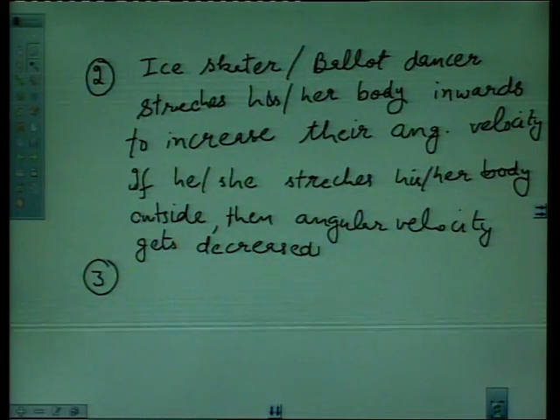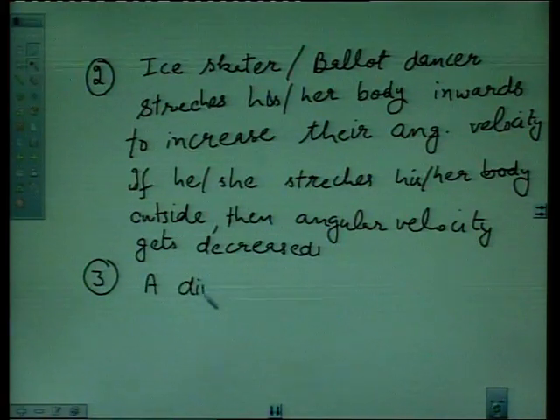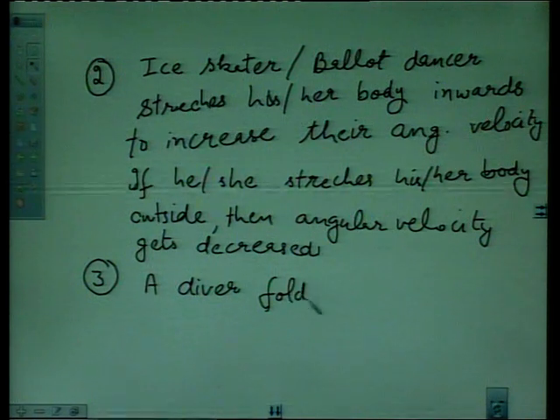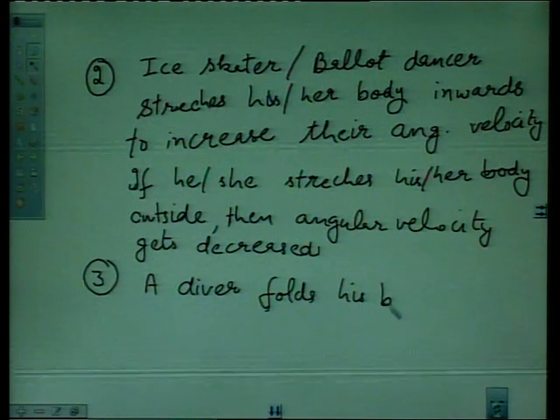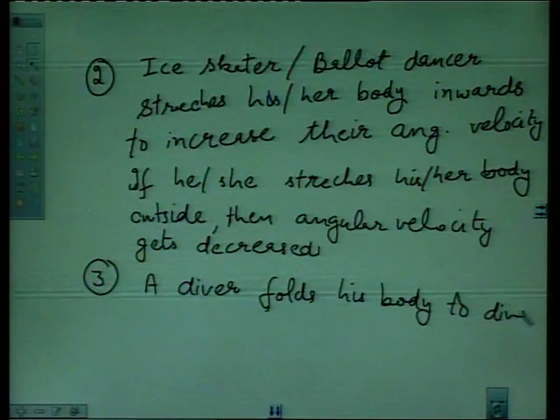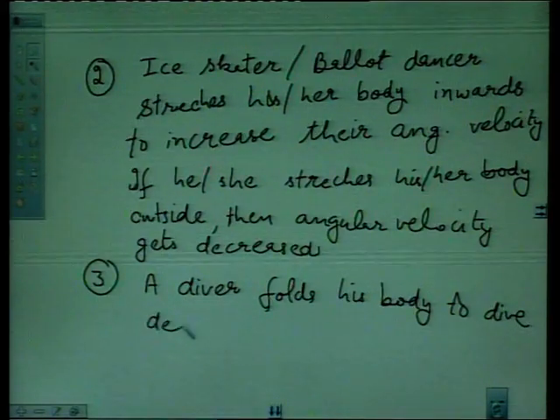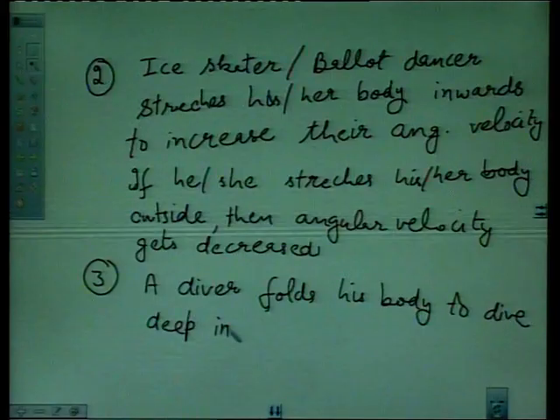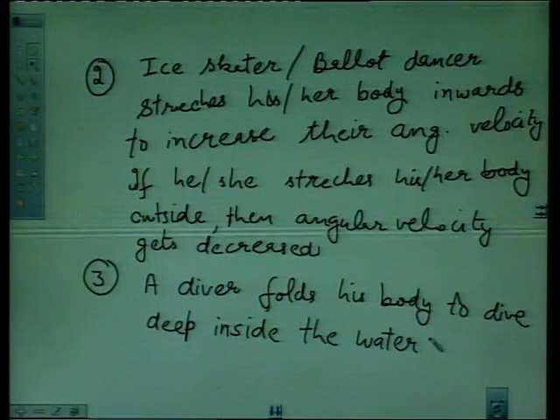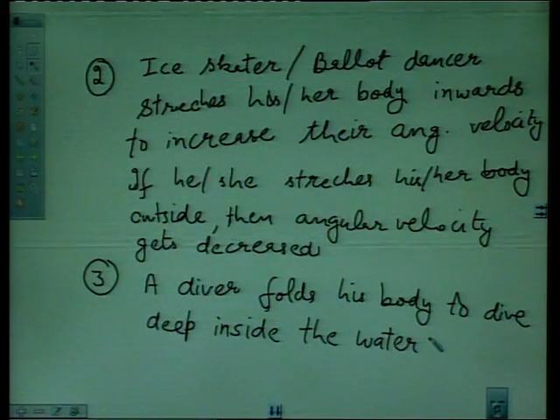The third one is a diver who is diving inside the water, folds his body to dive deep inside the water. So, if a diver has to dive deep inside the water, then he has to fold his entire body.